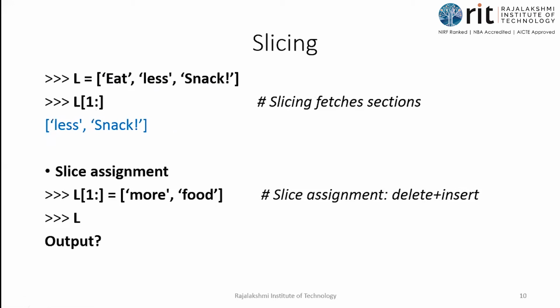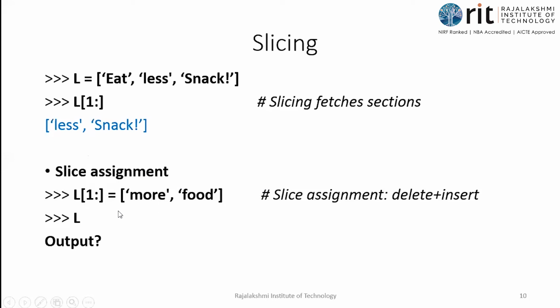What if we want to change the portion of the list? That is what is called list assignment. So look at this, L of 1 colon empty, which means we are focusing on list, snack, that particular portion of this list, is equal to more food. So it is an assignment statement. Ignore the left hand side, focus on the right hand side. So what is the value that we have?